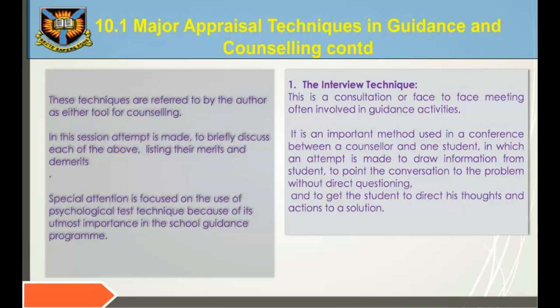program. 1. Interview technique. This is a consultation or face-to-face meeting often involved in guidance activities. It is an important method used in a conference between a counselor and one student, in which an attempt is made to draw information from the student, to point the conversation to the problem without direct questioning, and to get the student to direct his thoughts and actions to a solution.